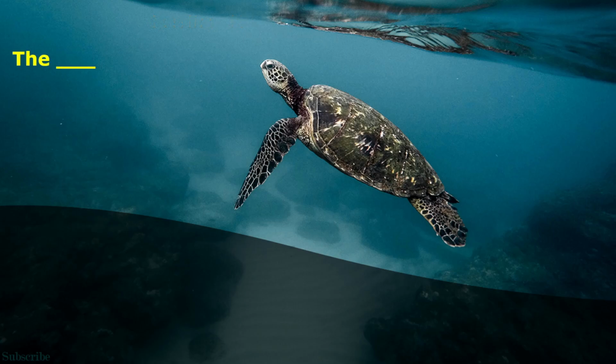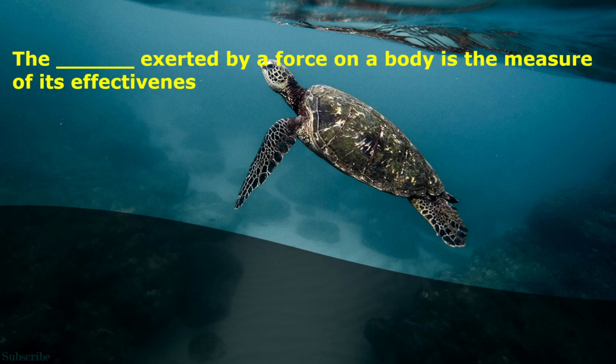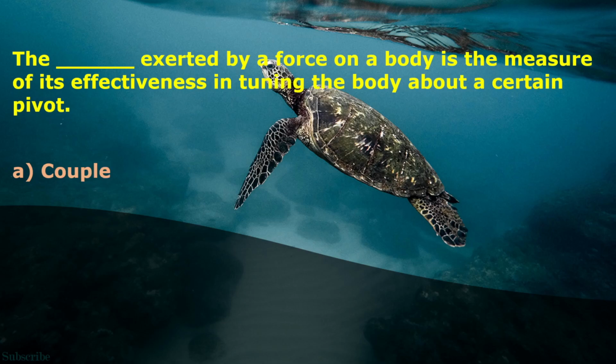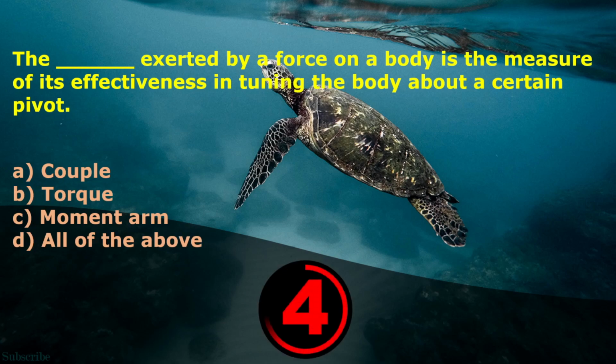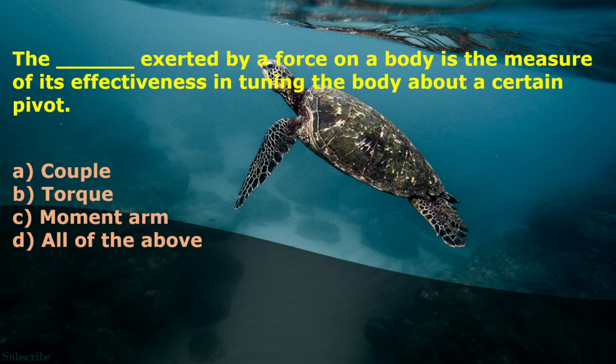Question number 28. The blank, exerted by a force on a body is the measure of its effectiveness in turning the body about a certain pivot. A. Couple. B. Torque. C. Moment arm. D. All of the above. The correct answer is letter B, torque.